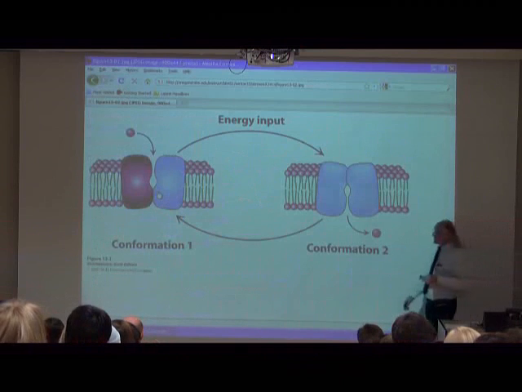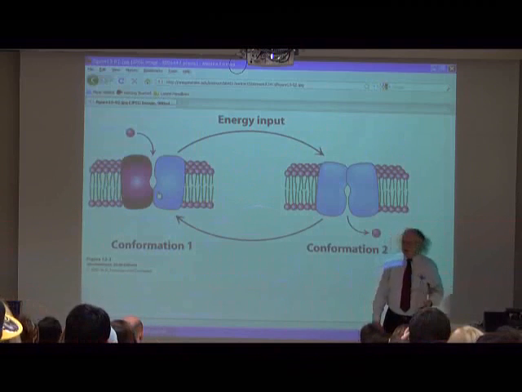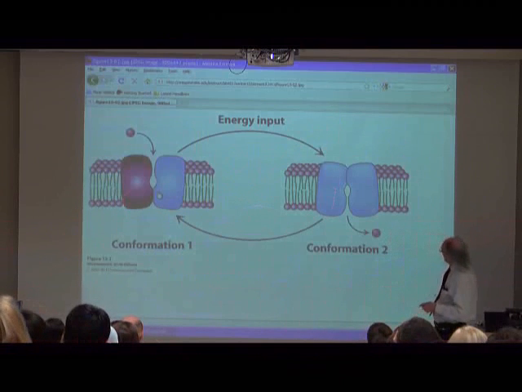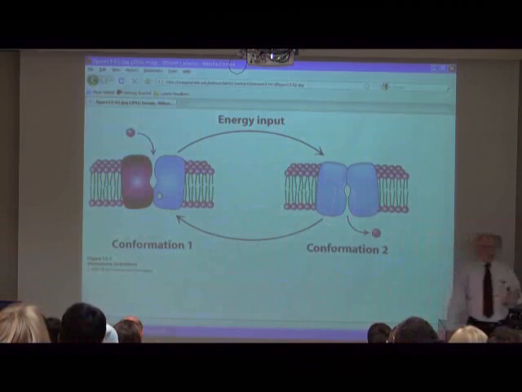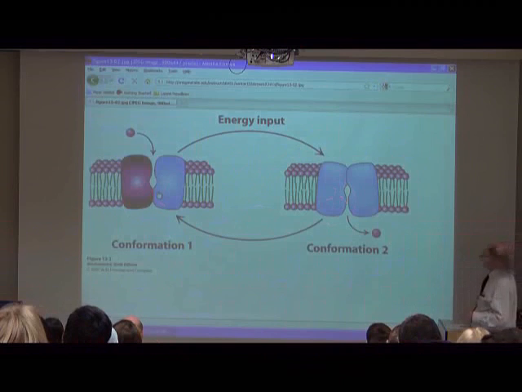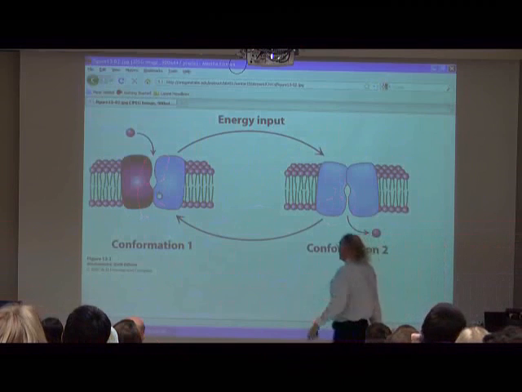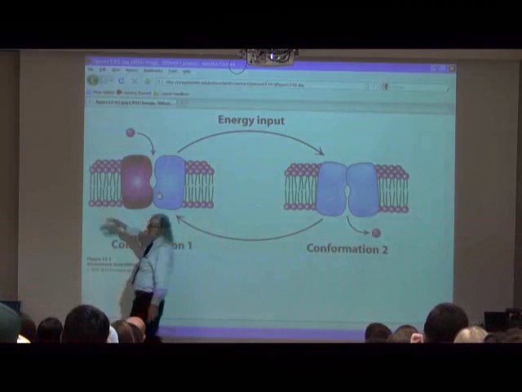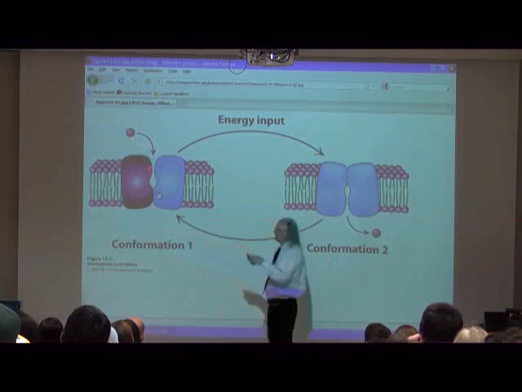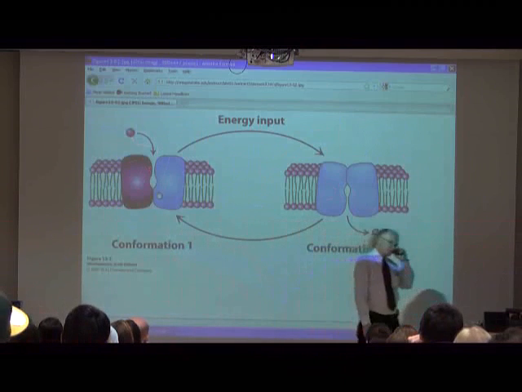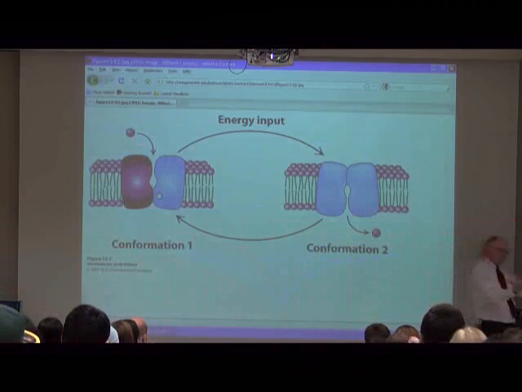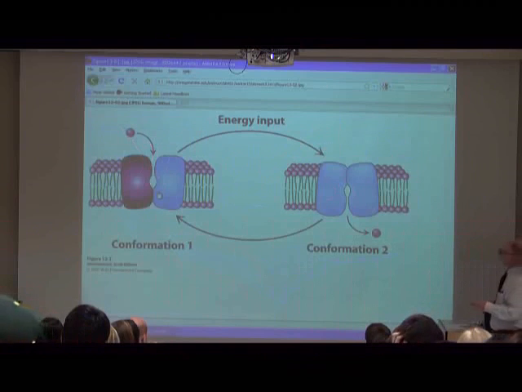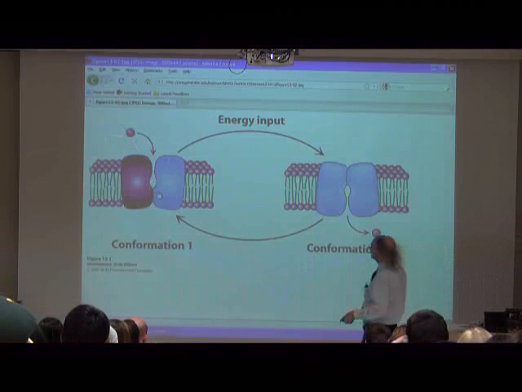Here is a simple scheme. It says energy input, but in fact they don't even show you any energy input, so your book is off to yet another great start. We'll assume there's some energy input here. In any event, you see a transport protein embedded in the membrane. It has a specific opening that will allow in only molecules of a certain shape, size, et cetera. So they're specific. This might be glucose. This might be sodium. This might be a variety of things. But it's specific for it.